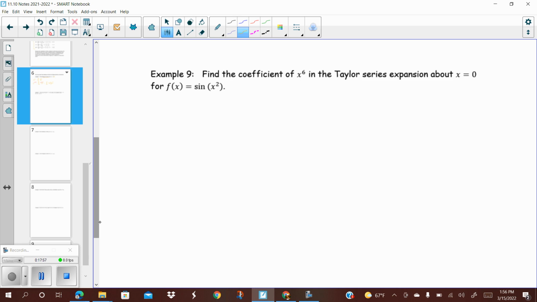But I already know from what we've done before that the sine of x series is the series from n goes from 0 to infinity, negative 1 to the n power. And this is going to be the odd powers. The sine one is odd. So it'll be x to the 2n plus 1 over 2n plus 1 factorial. But I don't want the series, I don't want the coefficient for sine of x. I want it for sine of x squared.